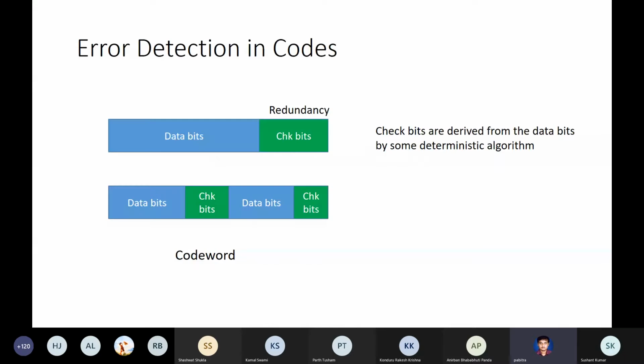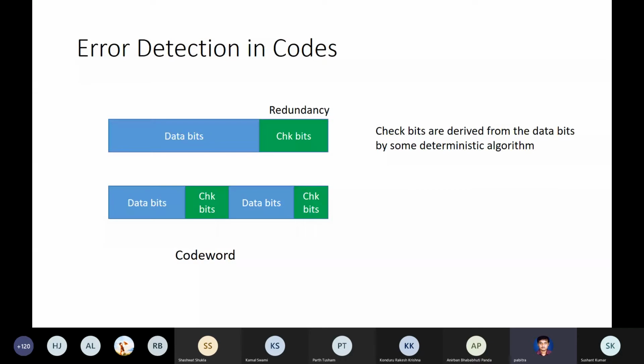Let us start with error detection. Always, if you want to do error detection, or for that matter correction also, you have to have redundant bits in the codes. Without redundant bits, you cannot do error detection or error correction. So the scenario is like this. You have a set of data bits or information bits, which is the actual numbers or values that you want to store. Along with that, you have some number of redundant bits, which are not data bits, and they are called check bits or checksum bits.